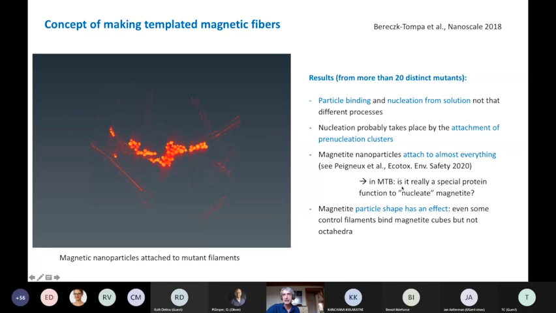And now I think that maybe in magnetotactic bacteria, the special protein in this vesicle, the function of it is not to nucleate magnetite, but to prevent nucleation so that only one crystal would form. And there was one more interesting result from this experiment, that the shape of the magnetite particle has an effect, because if we experimented with octahedra, then that was more specific. But if we experimented with cubes, which have higher surface energy, then it attached to everything, even to some controls. So particle shape is important in this attachment.